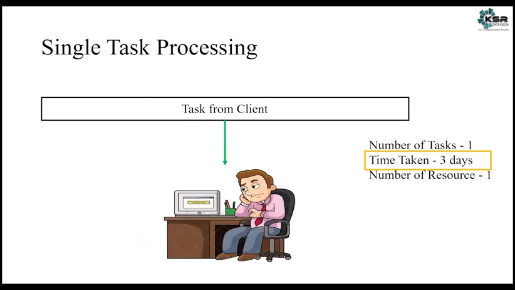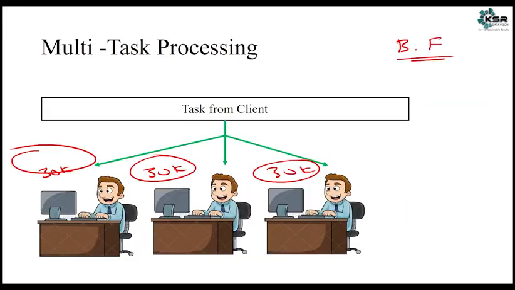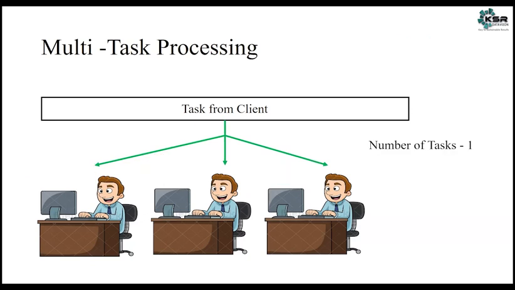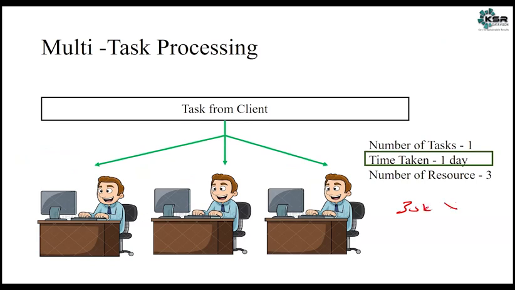So the way I have done is, rather than giving this task to one person, I'm giving it to three people. Now, what is the consequence of giving it to three people? Number of tasks is 1. Time taken is just 1 day. Number of resources is 3. And in fact, each laptop costs you only 30K. So totally it will be 90K only.